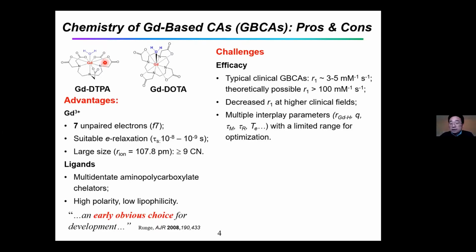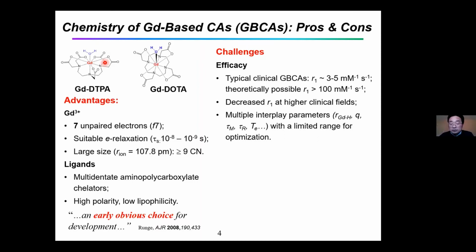A typical clinical contrast agent has a relaxivity of about 4 mM⁻¹s⁻¹, but theory predicts that you can possibly get up to more than 100 mM⁻¹s⁻¹. So there's a huge room to improve. The other, probably more urgent, issue is that the relaxivity would rapidly drop, usually for those high relaxivity agents at high clinical field. And this is related to electron relaxation time and so on.